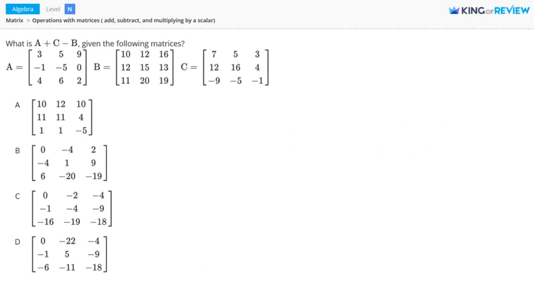In this problem, we're asked to find the value of A plus C minus B. And we're given these three matrices here, A, B, and C.